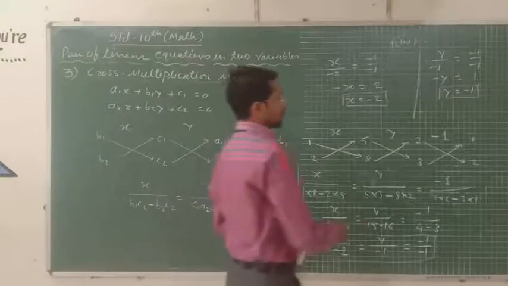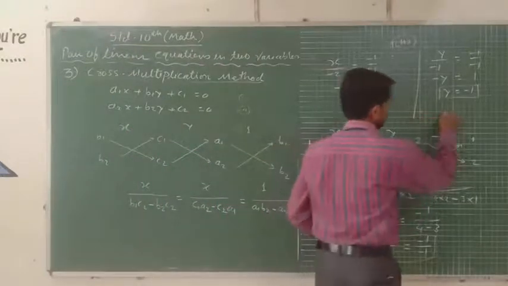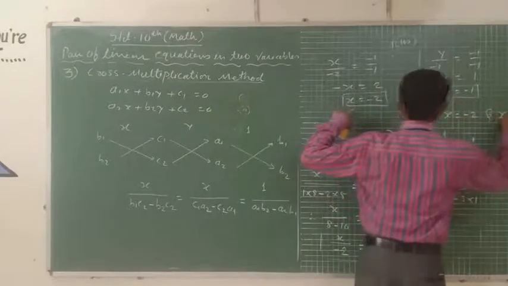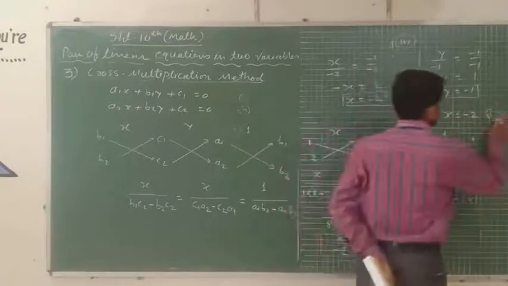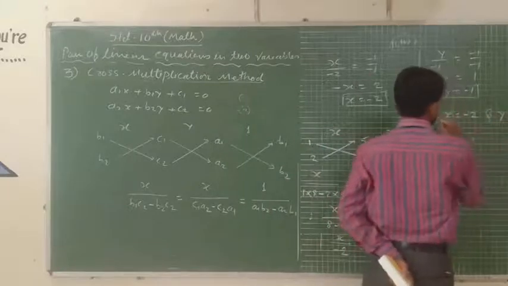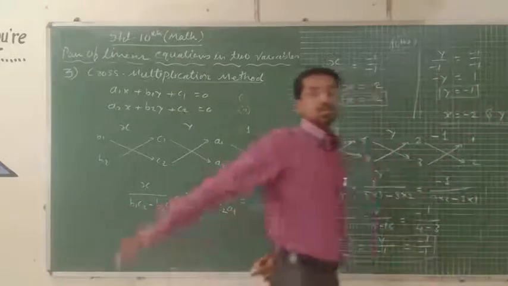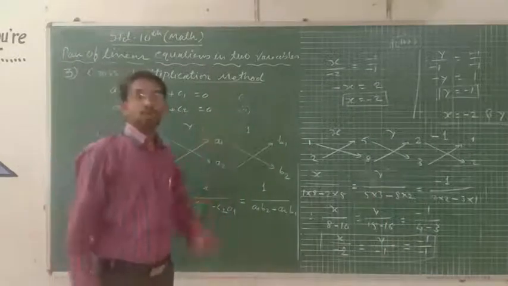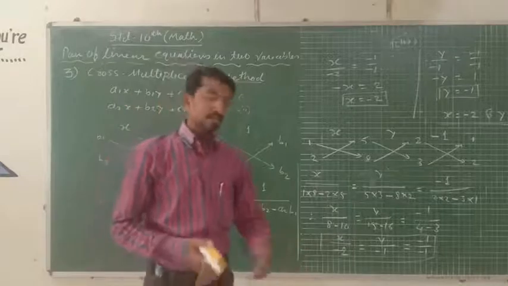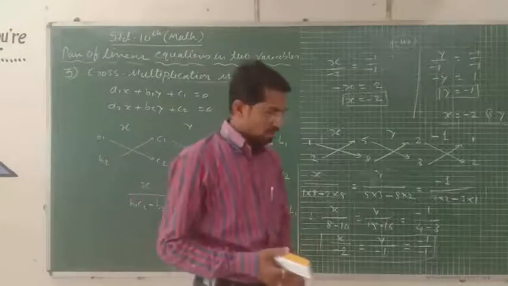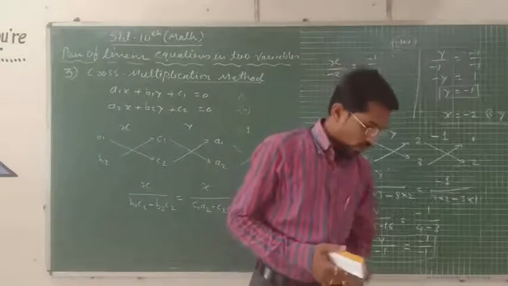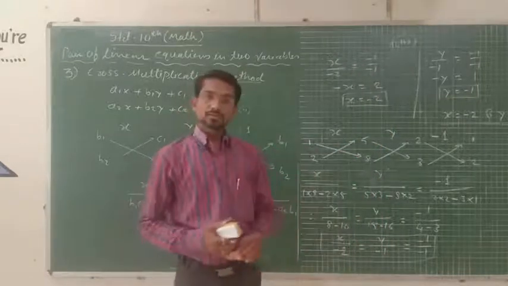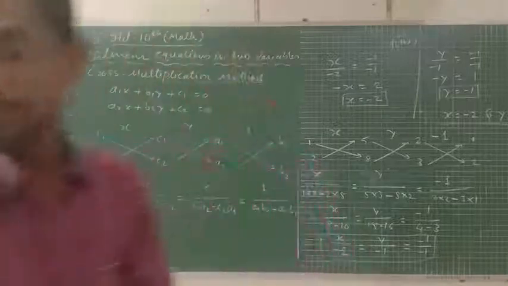So what is the solution? Therefore x is equal to 2 and y is equal to 1. This is our solution. Like this you have to solve. This is the use of the cross multiplication method. Try the given examples. Two or three examples are given in your first question. So go for this and try to solve it. Okay, thank you.